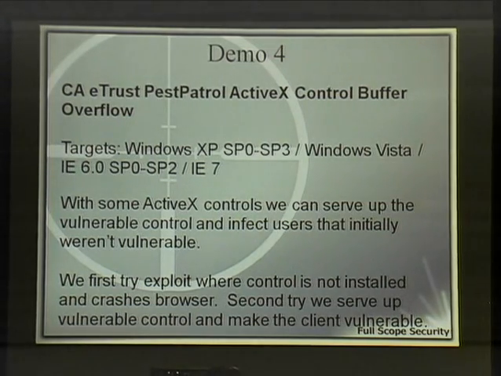So what we're going to show here is, the first time, what happens when the control is not installed, and basically the browser is going to crash. And the second time, we're actually going to serve the vulnerable control. The user has to click yes one more time, and then we can exploit them. So we're going to make the user that wasn't vulnerable vulnerable.